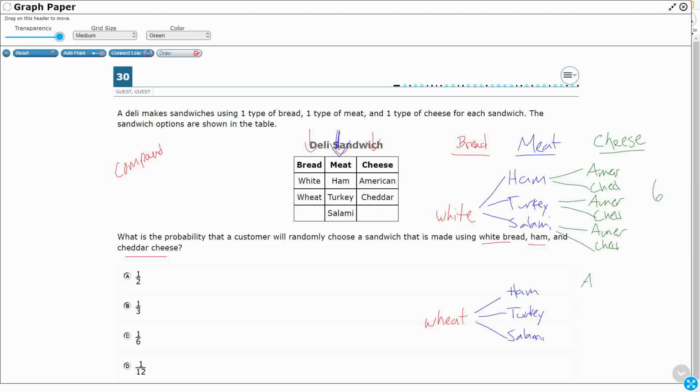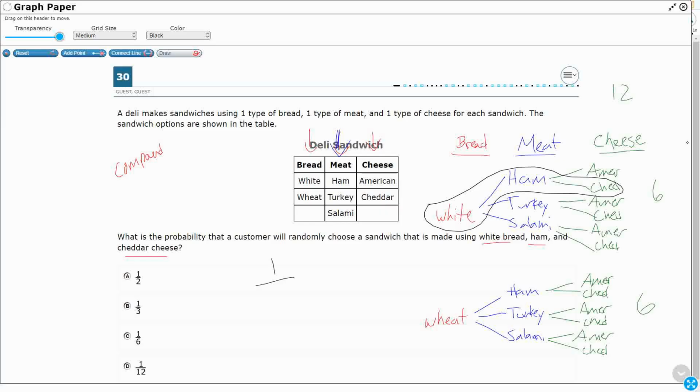And I'm going to repeat those down here. So American and cheddar. There's another 2. Another American cheddar with my wheat turkey. And then another American cheddar. That's another 6. So add those 2 together, total of 12 options. So what is the probability that this customer will pick up the white bread, ham, and cheddar? Well, there's my white bread. There's my ham. There's my cheddar option right there. It's 1 out of 6 and 6 make 12. So 1 out of 12. Our answer here is D.